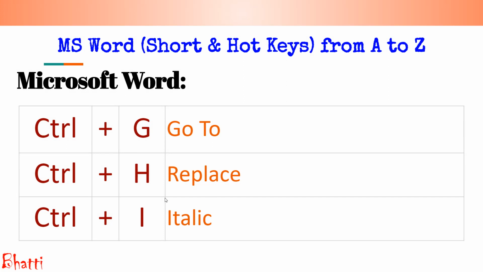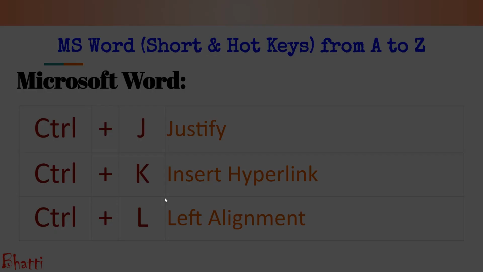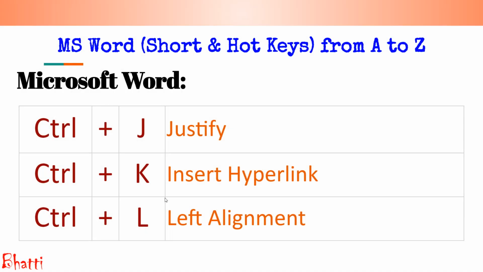Control G, go to a page, a specific line, or a specific place in the document. Control H, replace text. This is used to replace one text with another. Control I, italic text. Control J, justify, a both-side balanced paragraph. Control K, hyperlink. If we want to link the text with some file or the internet, we can make a hyperlink.